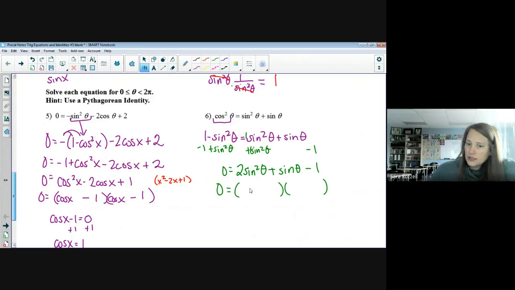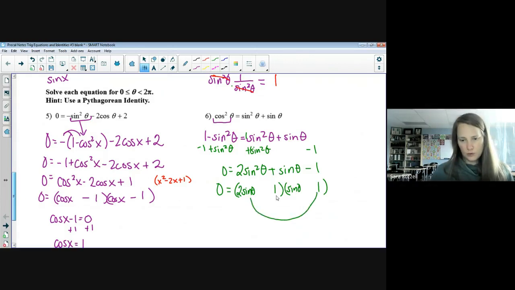All right, and then it doesn't look like we can pull something out of everything, so we're going to have to try to factor again. We're trying to make 2 sine squared theta. So I know I need a sine and a sine, but one of them needs a 2 in the front. So 2 sine theta and sine theta. And how can we get 1? What multiplies to 1? 1 and 1. Okay. And then I want it to be a positive sign in the middle.